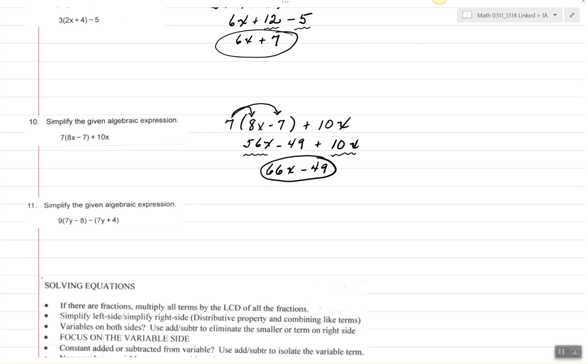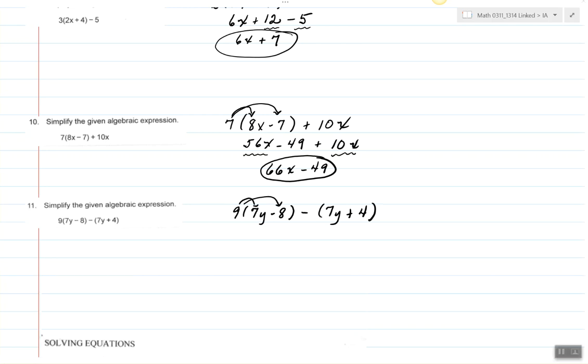Number 11, this is the last of our just simplified, and I have 9 parentheses 7y minus 8 close parentheses minus parentheses 7y plus 4. Well, I have a case of the distributive property here. That will give me 9 times 7y is 63y. 9 times negative 8 is negative 72.